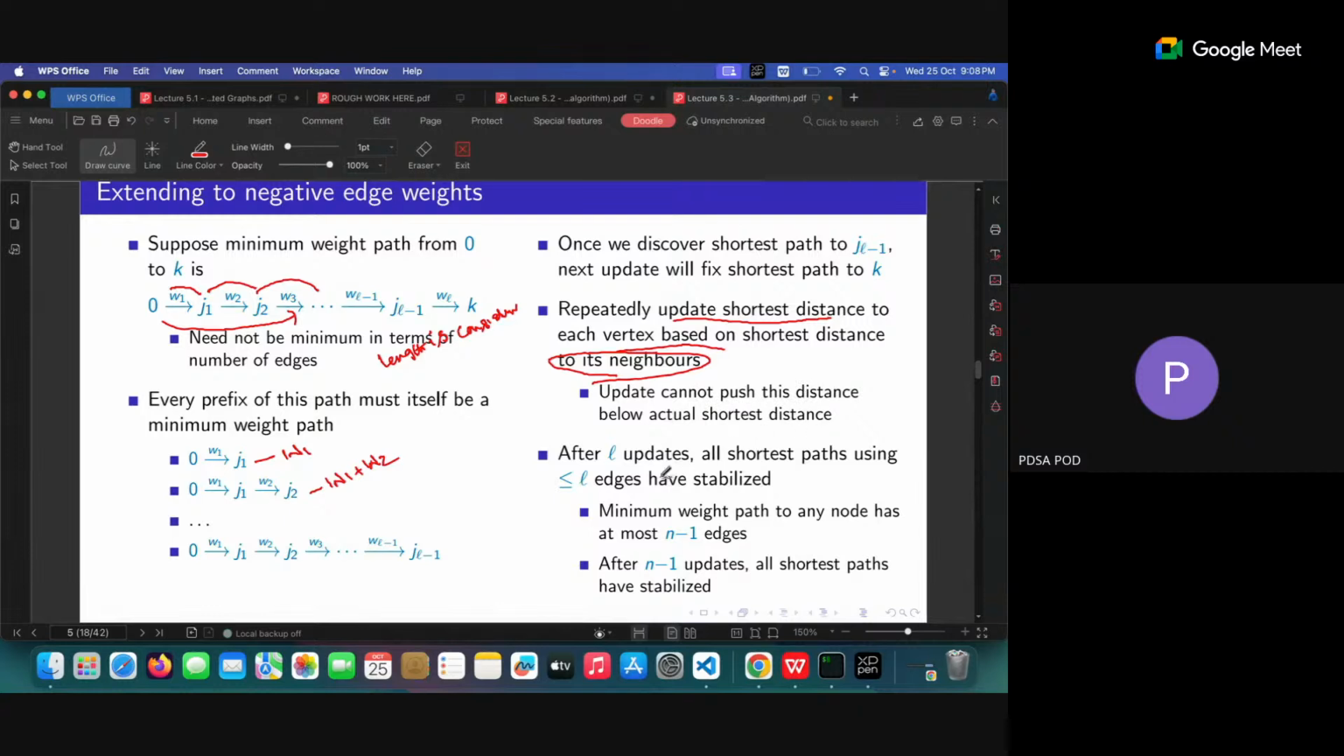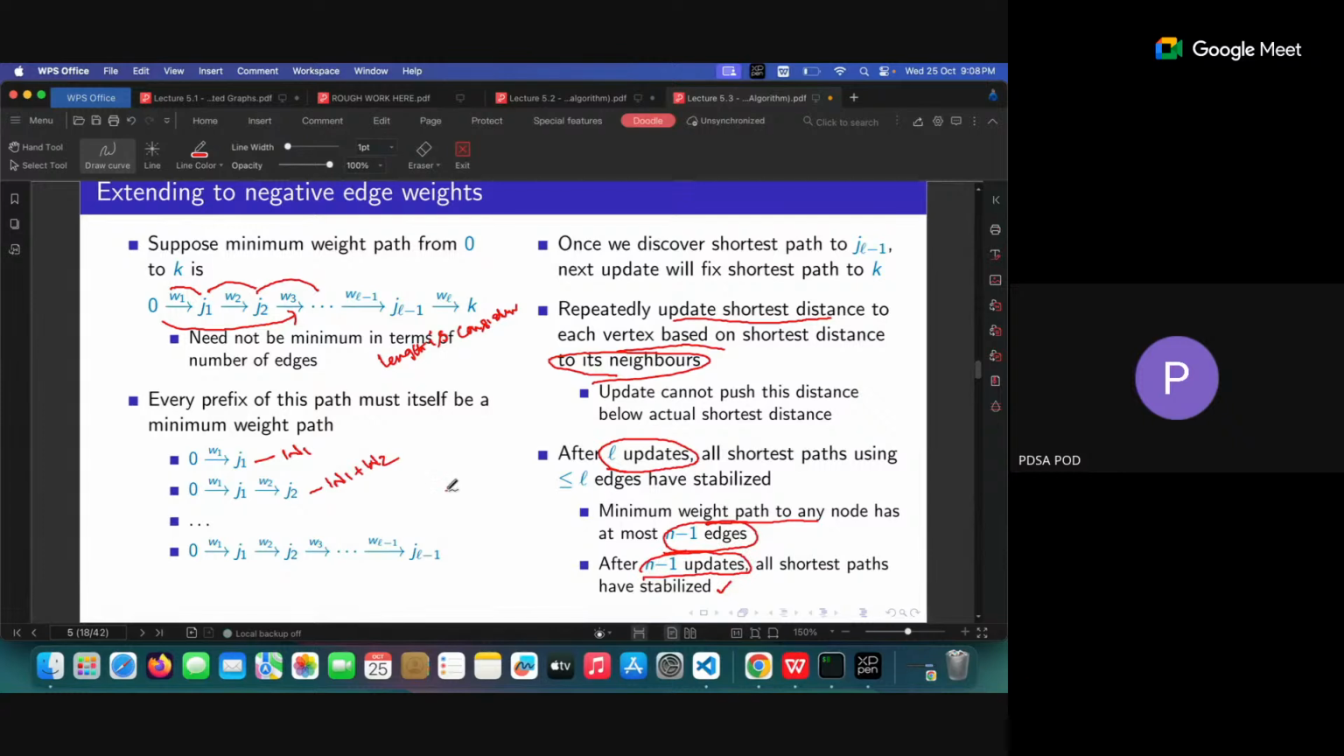The actual distance is there after L updates. Every time we keep on updating: how much distance is there from W1, after updating W2 what is the value, after updating W3 what is the value. In all of this, the minimum path weight is selected with n-1 edges. After n-1 updates, all shortest paths are stabilized.